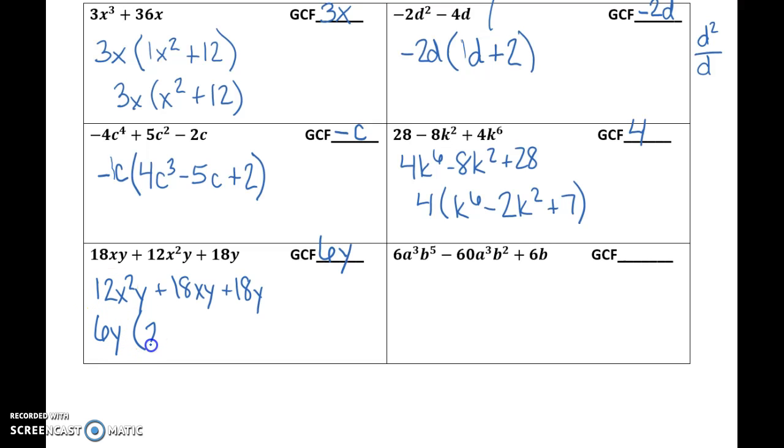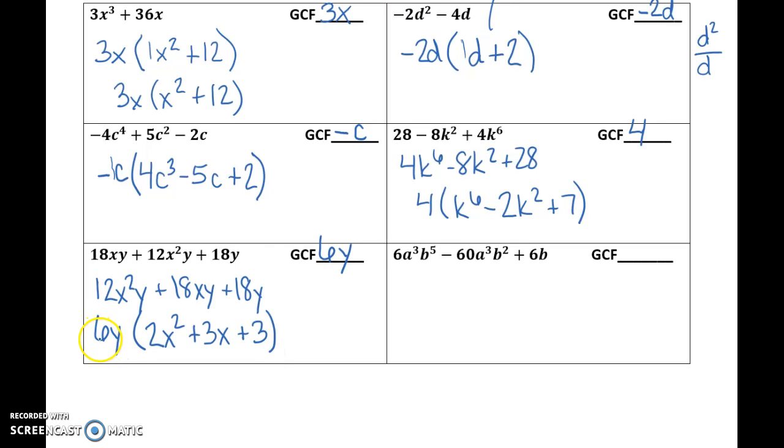12 divided by 6 is 2. X squared hangs out there. Y divided by y cancels. 18 divided by 6 is +3. X, not dividing by anything, so it hangs out there. Y divided by y cancels. 18 divided by 6 is 3. Y divided by y cancels. So that is the end of that one.